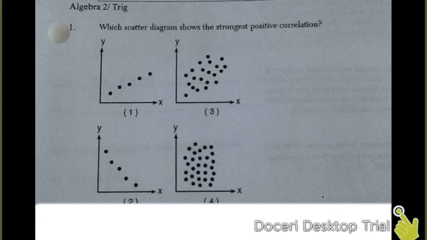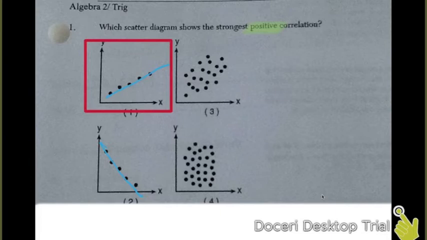So, which scatter diagram shows the strongest positive correlation? Well, positive correlation means you want something that is close to a line. So, the two that are close to lines are this and this, so 1 and 2. 3 and 4 aren't really correlated very well at all. And the other important part is that it says the strongest positive correlation. So you want something that has a positive correlation. It will be choice 1, because it has a positive correlation and it's pretty linear.